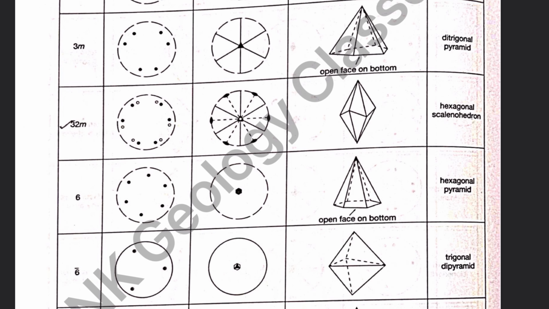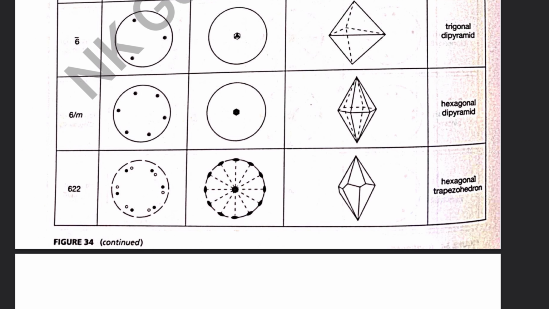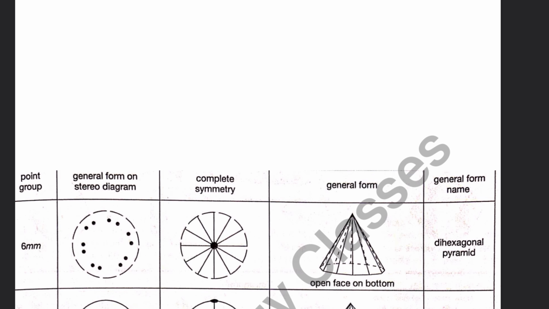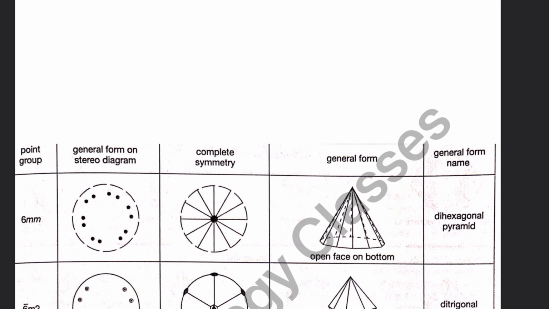If you look at the stereo diagram of 6 mm, this is 6 mm. So these are the 6 mirror planes. A horizontal plane of symmetry is lacking, so that has been shown here.